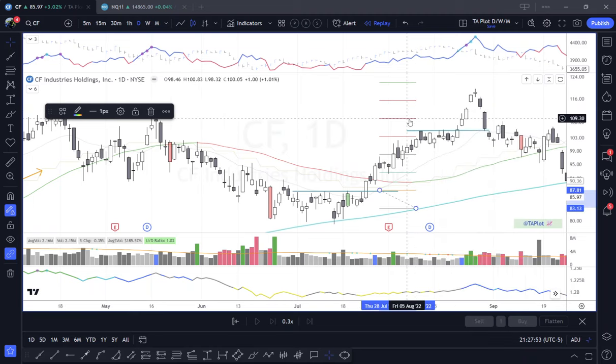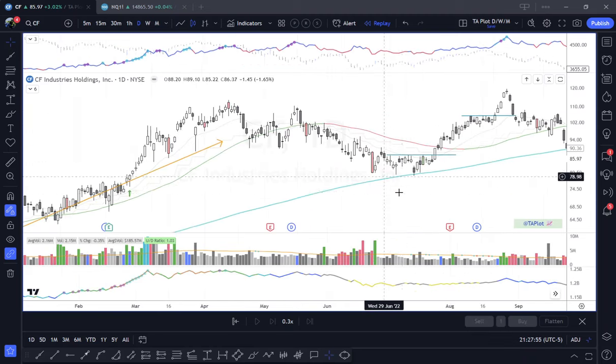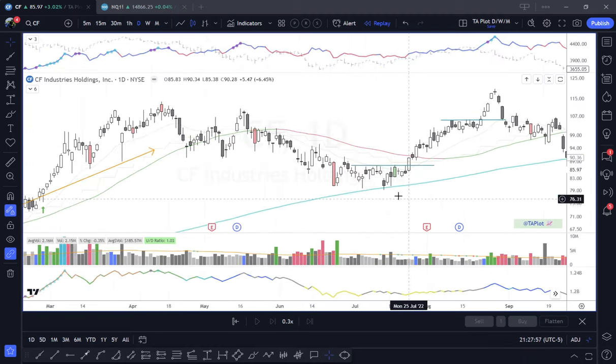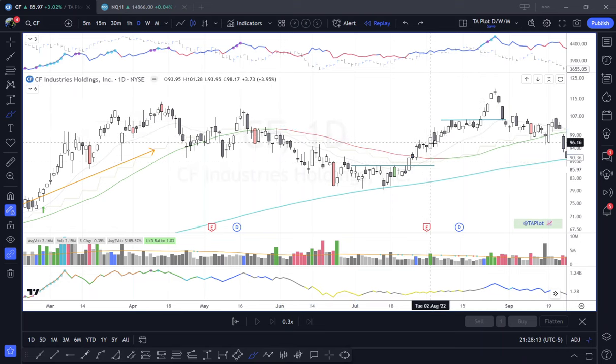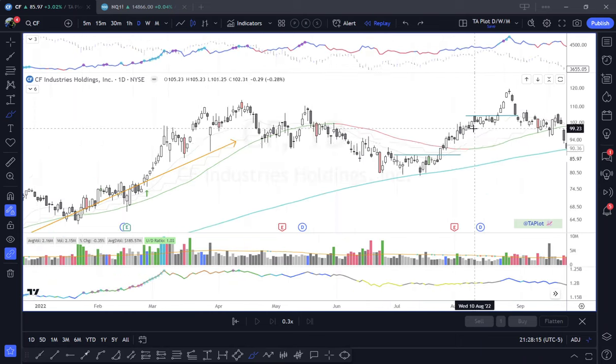And this is how you pyramid. This is a good example of how you pyramid. So you buy it here, and then you just patiently wait for the 50 MA to turn back up. The 50 MA, you want that to turn back up to give you the support and the inertia and the uptrend confirmation that you need. And you wait for the setup, and it didn't happen until higher.